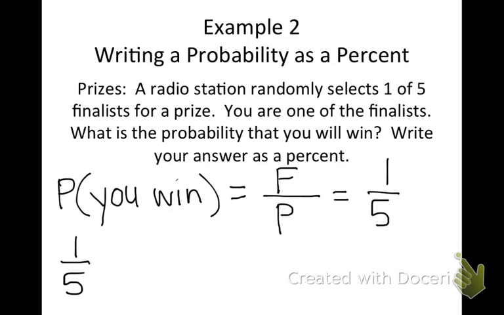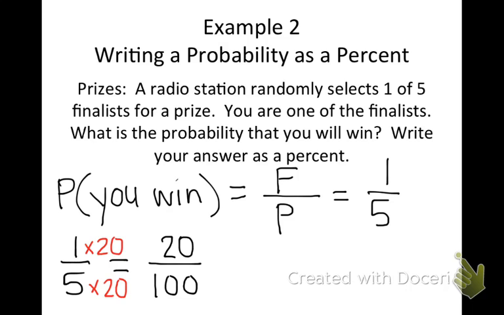Now we're going to write our fraction as a percent. Remember, we want our denominator to be 100. So what can we multiply 5 by to get 100? 20. 1 times 20 is 20. That means that the probability that you will win is 20%.